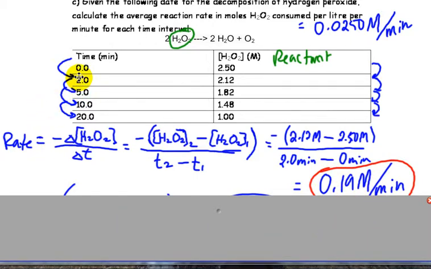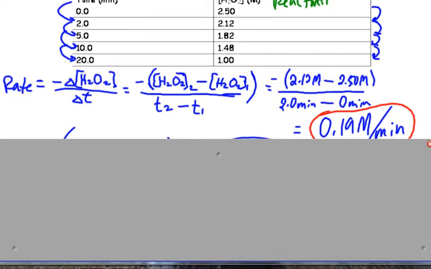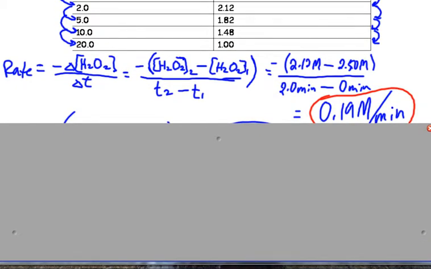So figure out the rate from 2 to 5, then the rate from 5 to 10, then the rate from 10 to 20. You may want to pause the video and just try that out, and then look at the video again and see how you made out. Okay, so pause it right now.